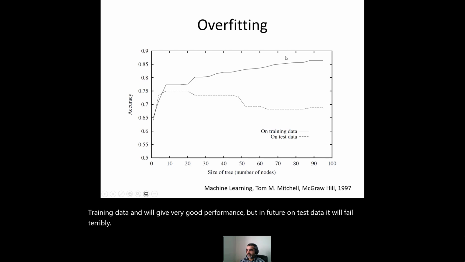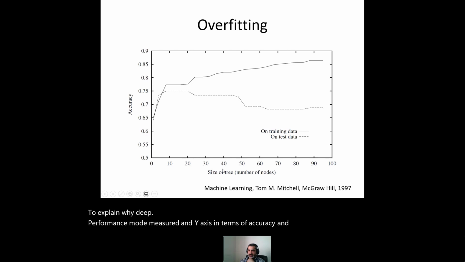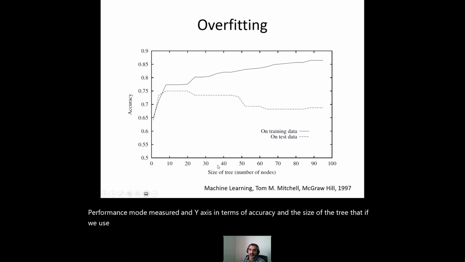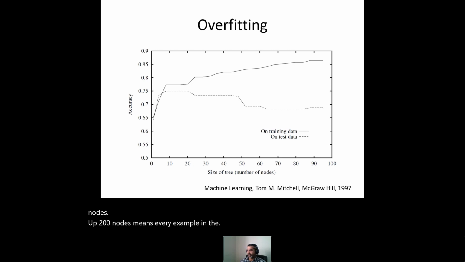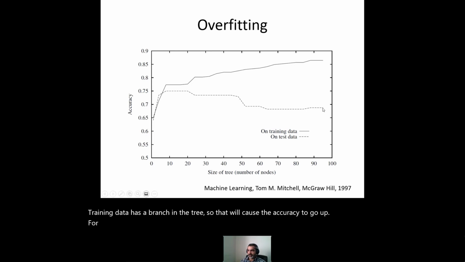So this curve is used in textbooks to explain why, with performance measured on the y-axis in terms of accuracy and the size of the tree, if we use all the data and all the attributes, the size will grow. So 10 nodes, 20, 30, up to 100 nodes. Up to 100 nodes means every example in the training data has a branch in the tree. That will cause the accuracy to go up for training, but go down for test. And they diverge. The bigger the size of the tree, the bigger the difference between test and training will be.